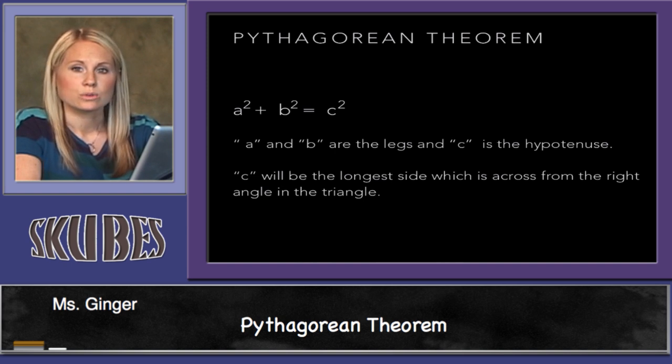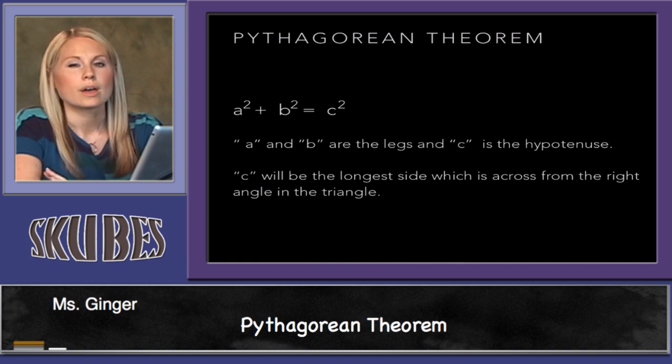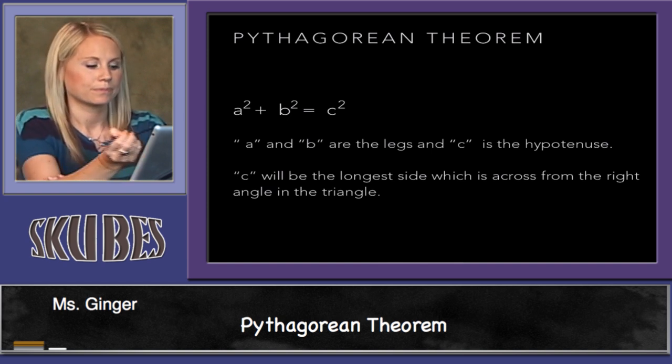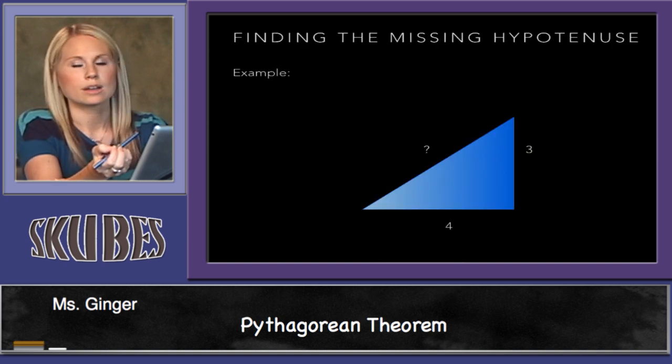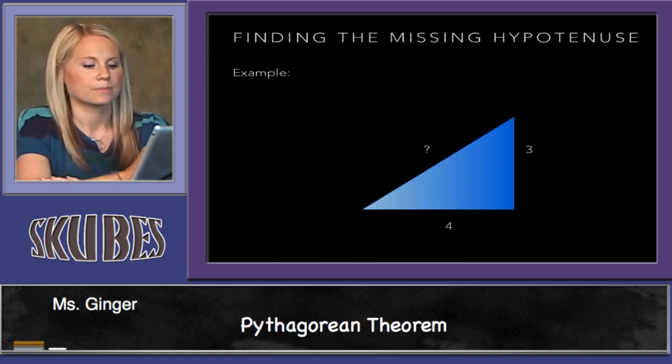When you're trying to develop your formula and fill in your values and variables, you're going to fill in the leg side lengths for A and B. It really doesn't matter which one you put for A or B, but the hypotenuse always needs to go in for C so that this will work correctly. So we're going to take a look at a couple of examples and practice this.